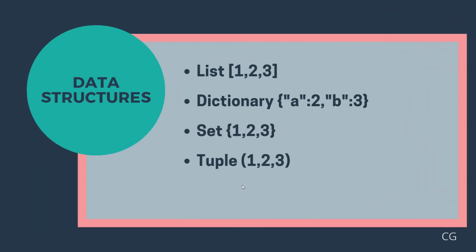Data structures. In general, data structures are a fundamental part of every programming language, and in particular Python offers these data structures. The list, which represents an ordered sequence of elements not necessarily distinct, the dictionary, which represents a set of key-value pairs, the set, which represents a mathematical set, so distinct elements without ordering, and finally the tuple, which can be seen as a list but immutable, so it cannot be modified.